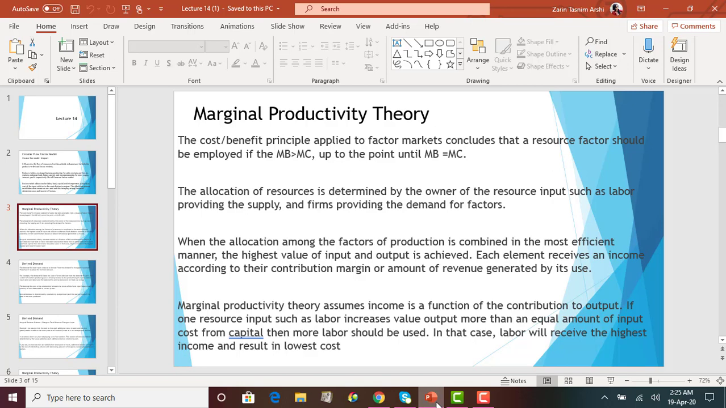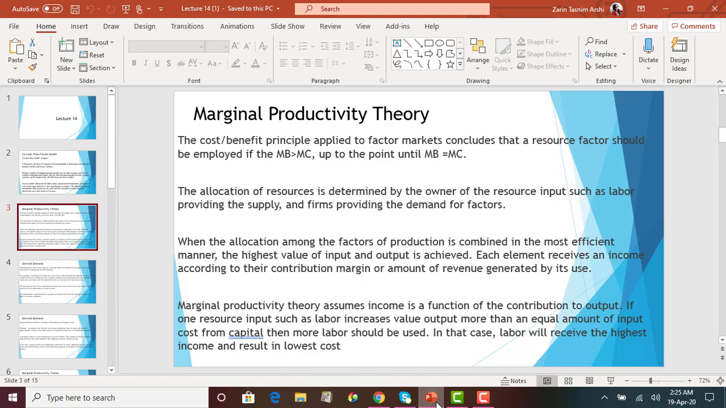Now each element receives an income according to the contribution margin, or the amount of revenue generated by its use. Let's say for a water bottle, labor contributes 60% and capital contributes 20%, then labor's income will be 60% of the total revenue, and the capital owner's income will be 20% of the total revenue. So whoever contributes more, their income will be higher. That's what it's trying to say.